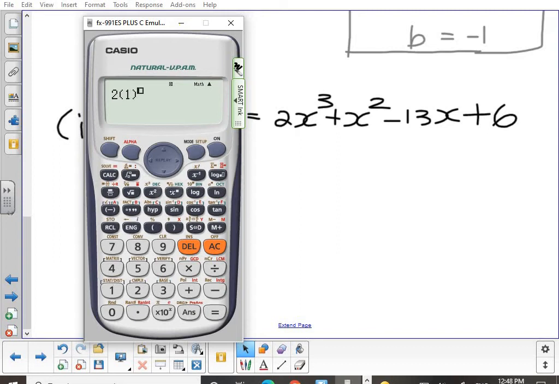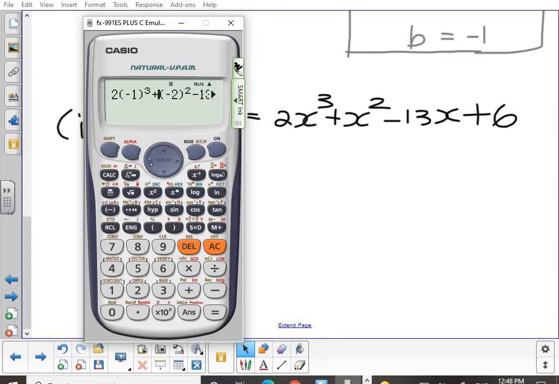I'm going to do the substitution now: 2 times 1 to the power of 3 plus 1 squared minus 13 times 1 plus 6. I get minus 4. That doesn't work. My next one, I'm just going to put negatives in there and see what happens. If I put negatives in there, I get 18. Doesn't work. What do I do now? Now I take it out. I'm going to put a 2 in there. So I'm going to start with negative 2.